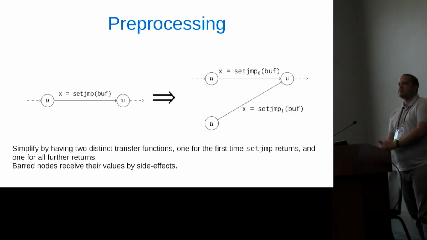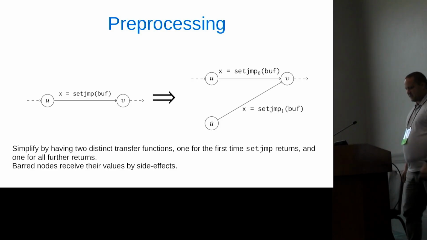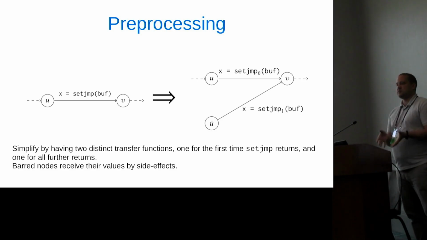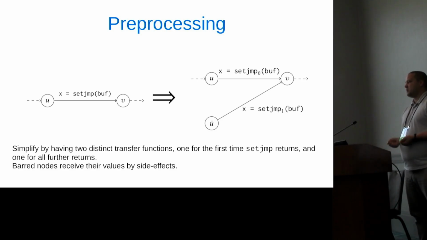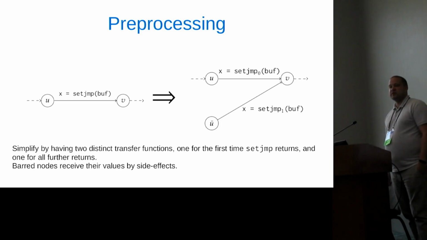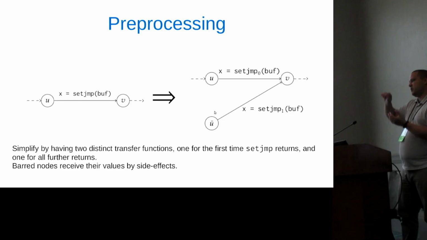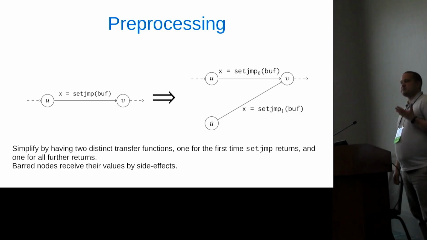Then we do a little bit of pre-processing. This is very mild. Basically, we replace this one edge that we have for the set jump with 2 edges. We do this to separate out the case where the set jump returns for the first time, which is the moment when you set the jump buffer, and the second moment where the set jump returns for the second time, or further times. Here we also introduce these barred nodes, so here we have this node u bar. These are the nodes that will account for the values that might reach there via long jump, and these barred nodes receive their values via side effects.